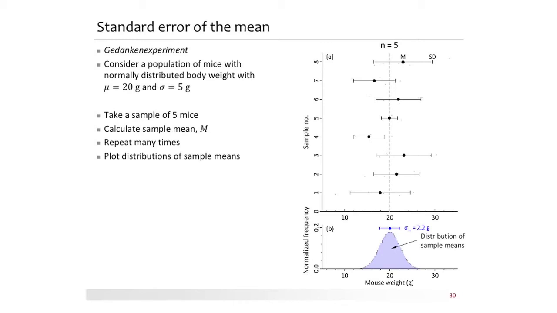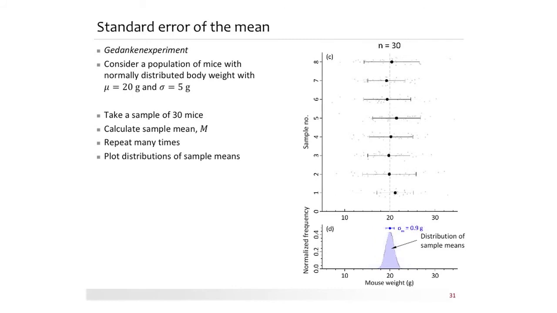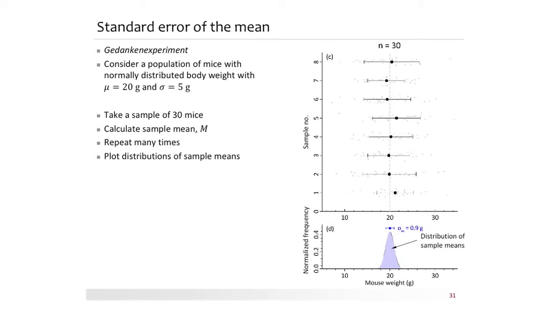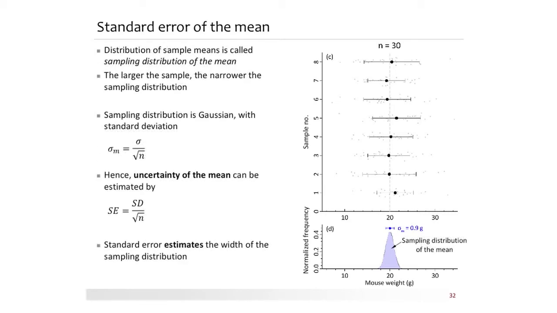An interesting thing happens when you change the size of your sample. This is the sample of size 5. If you use 30 mice instead, you see the means are much tighter, concentrated around the true mean of 20. And this distribution, the distribution of sample means, is much narrower. 5, 30, 5, 30. So with a bigger sample, with more replicates, you can measure things much more accurately. And we can use this. This is called the sampling distribution of the mean. This is a technical term I'm going to use a few times in future.